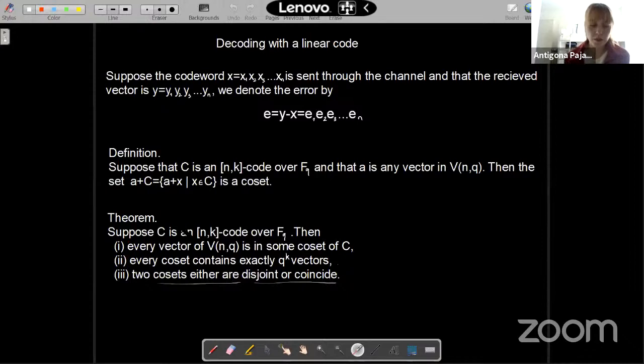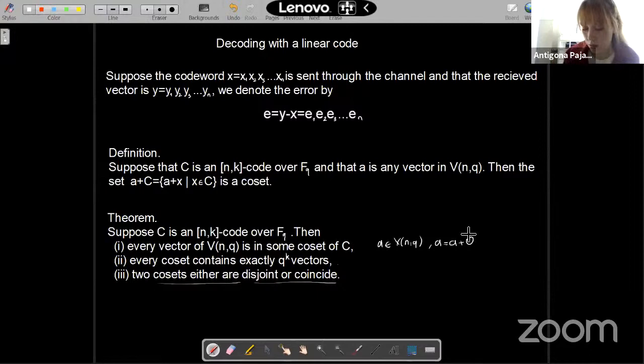Now the theorem: suppose that C is an (n, k) code over this finite field. Now what do we know? We know that every vector in this vector space is in some coset of C. What do I mean by that? If I have this vector a in our vector space here, I can write a as a plus 0.